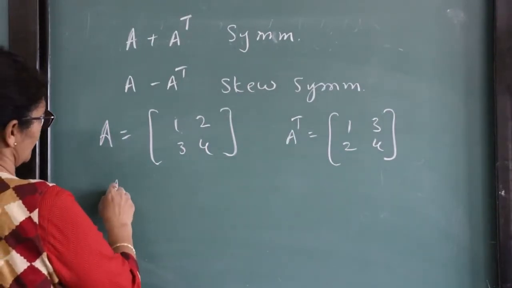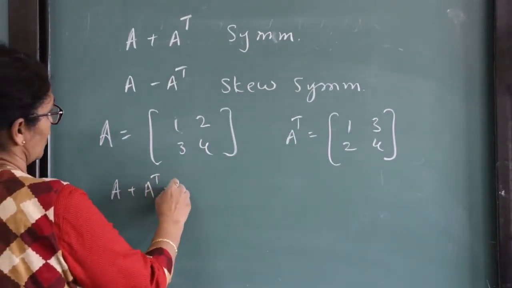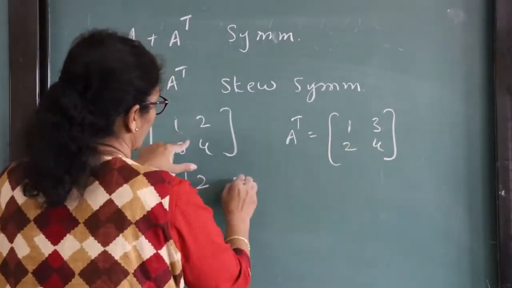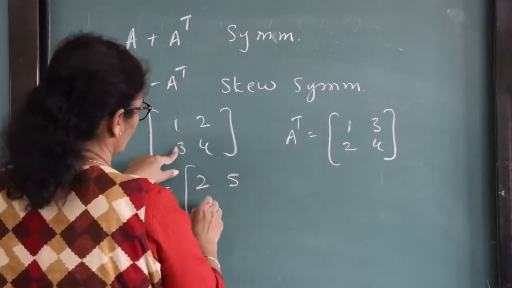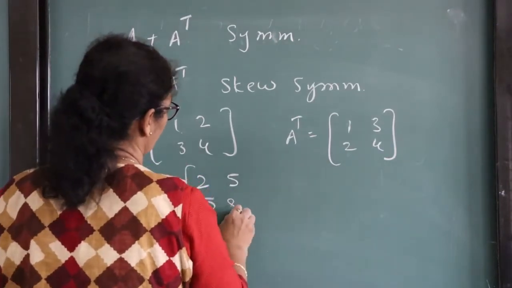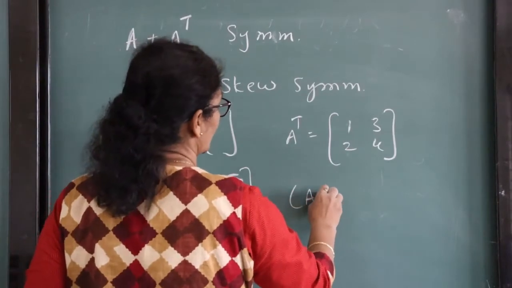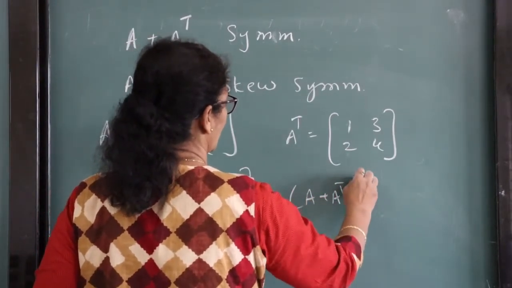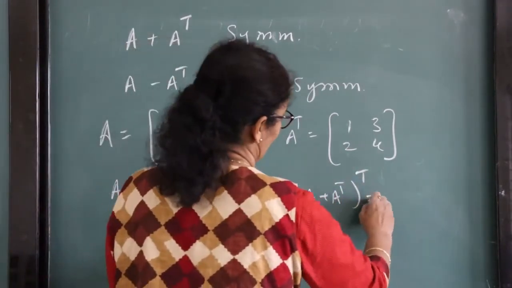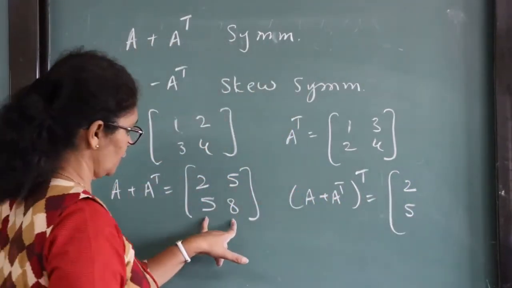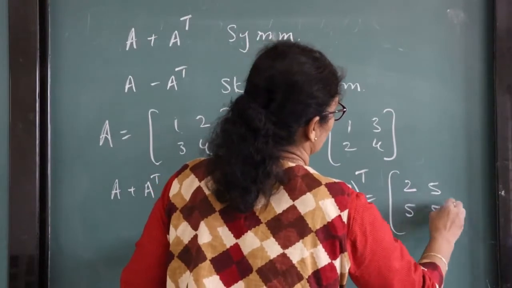Now let's add it. A plus A transpose. What is it? 2, 1 and 1, 2: 2; 3 and 2, again 5; and 4 and 4, 8. Now just write its transpose. A plus A transpose, we are writing again its transpose, which means I simply change row and column. So 2, 5 first row written as a first column, 5, 8 written as a second.